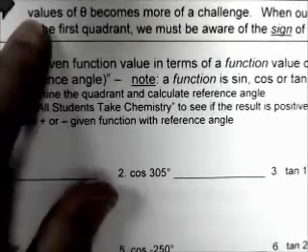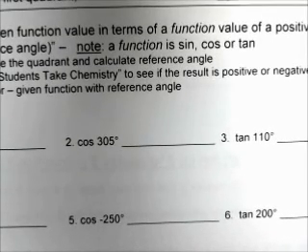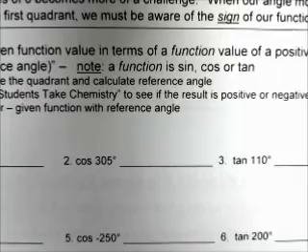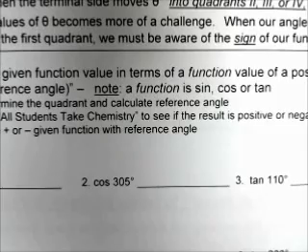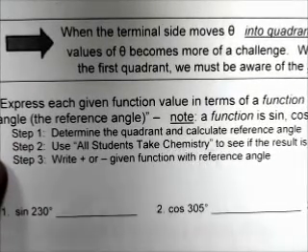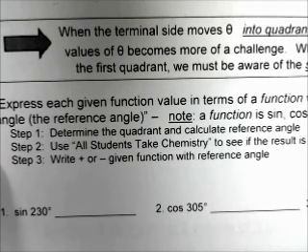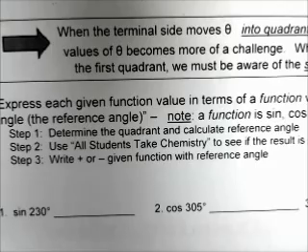Next, when the terminal side of theta moves theta into quadrants 2, 3, or 4, finding the trig values of theta becomes more of a challenge. When our angle moves out of the first quadrant, we must be aware of the sign, S-I-G-N, of a function. We want to express each function value in terms of a function value of a positive acute angle. In other words, the reference angle. Remember, function meaning sine, cosine, or tangent. They're functions. These are the steps. We're going to determine the quadrant and calculate the reference angle. Use All Students Take Chemistry to see if the result is positive or negative. Write plus or minus the given function with the reference angle.